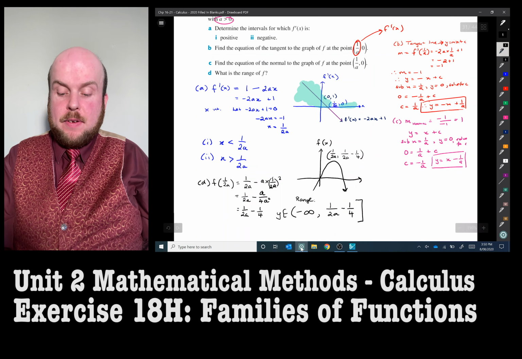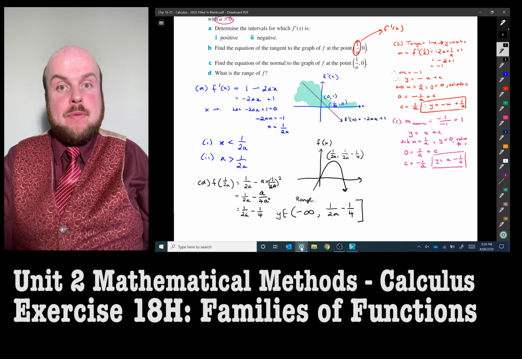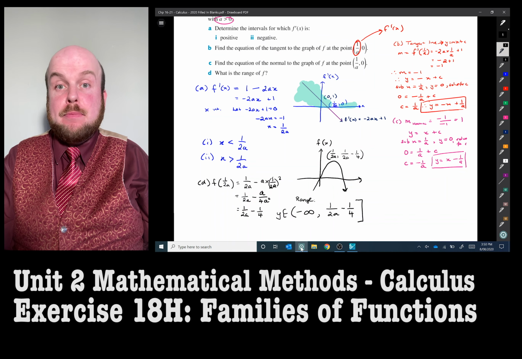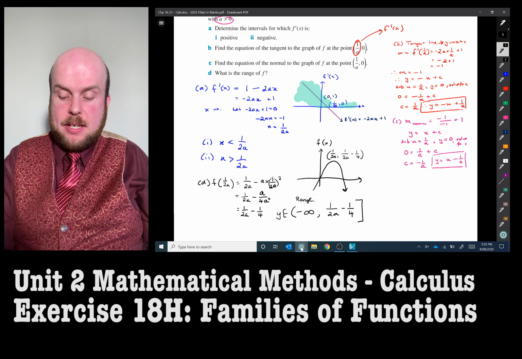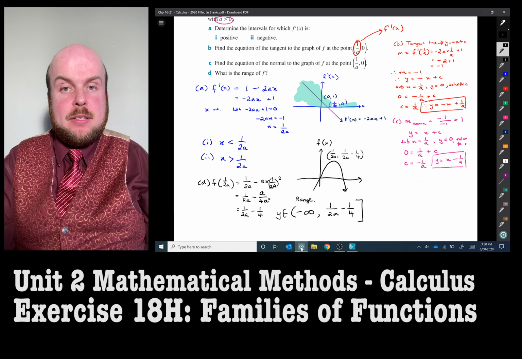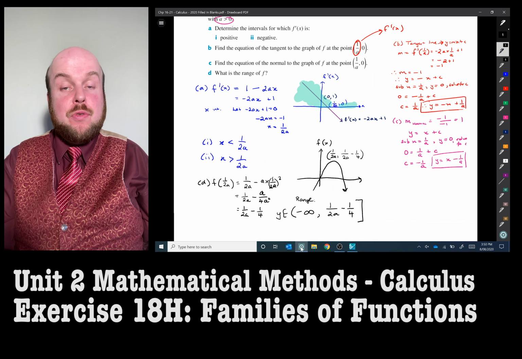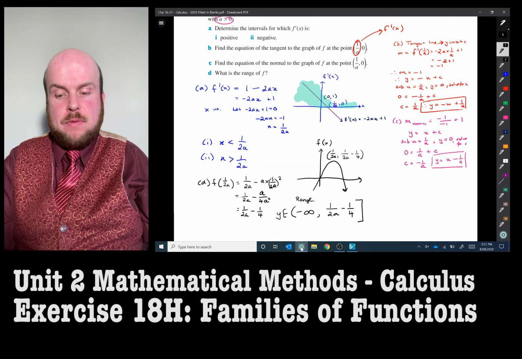Having substituted the value of 1 over 2a into the original equation, I now have a y value of 1 over 2a minus 1 quarter. And so that's the highest value of the graph, and therefore the range will be from negative infinity to 1 over 2a minus 1 quarter, square bracket, because it's including. You could have also written this as y is less than or equal to 1 over 2a minus 1 quarter.